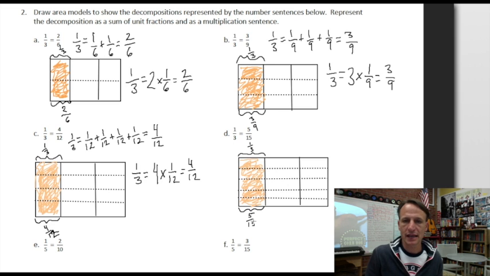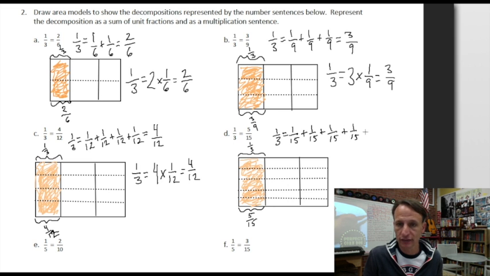All right, and so now to write this out as addition, as a sum of unit fractions, I'd say 1/3 is, well, I have a 15th, and another, and another, and another, and another. Yes, so 5 of them. Oh, this is fun. I love doing this. Yes, that was sarcasm. 1/15 plus 1/15 plus 1/15 plus 1/15 plus 1/15, which is a total of what? That's right, 5/15.